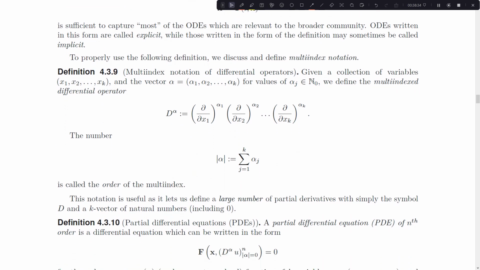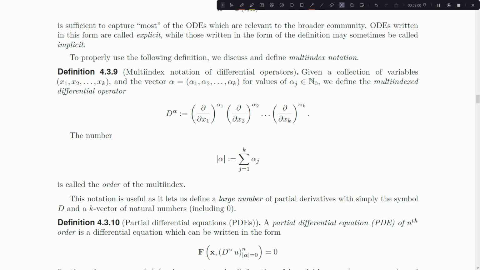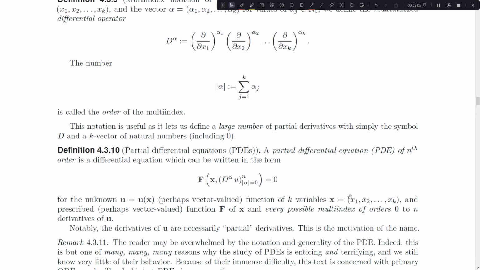So talking about PDEs very briefly, a PDE is any differential equation which can be written as f of x, where now x is our independent variables, and then we're taking a collection of partial differential operators on the unknown function u in this case. So some function of the independent variables and all sorts of partial derivatives of u equals 0. That's going to be a PDE.